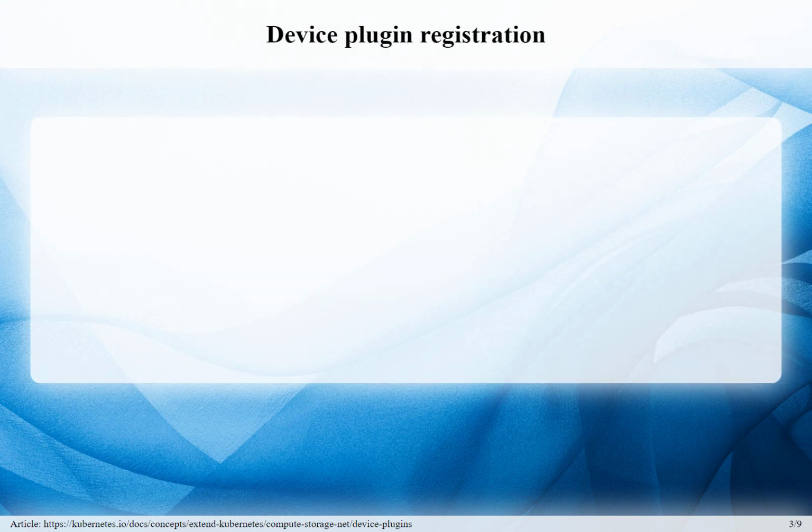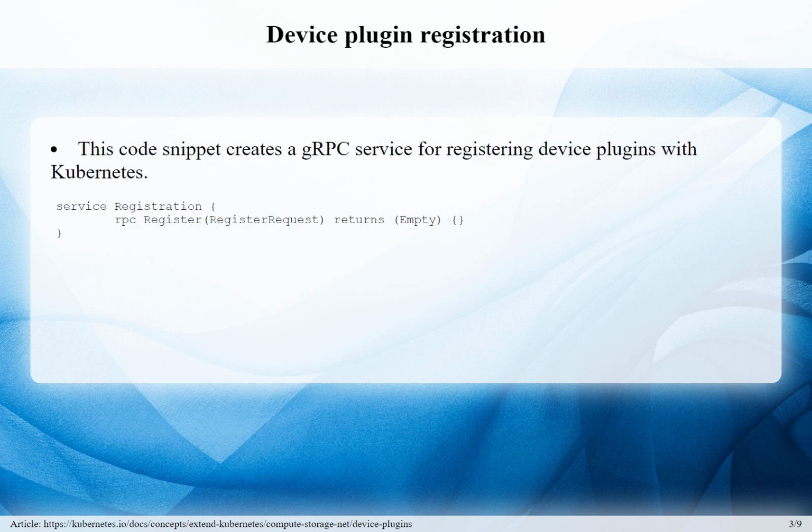Device plugin registration. This code snippet defines a gRPC service called registration with a single RPC method called register. The register method takes a register request as input and returns an empty message. This service is likely used for registering device plugins with Kubernetes.